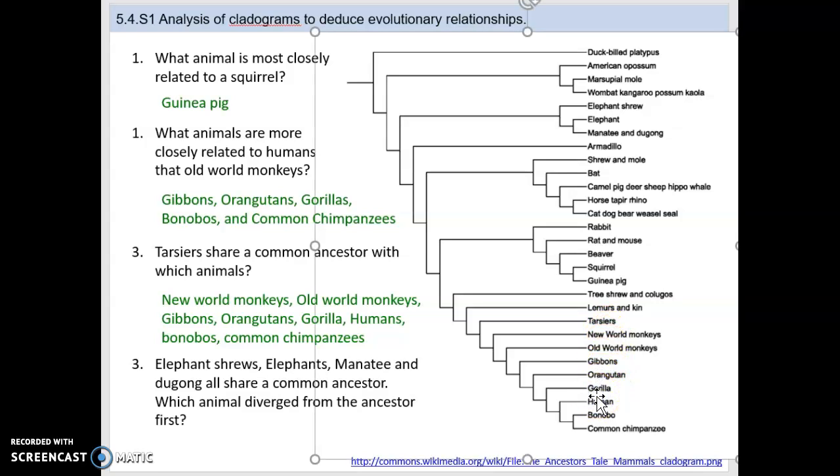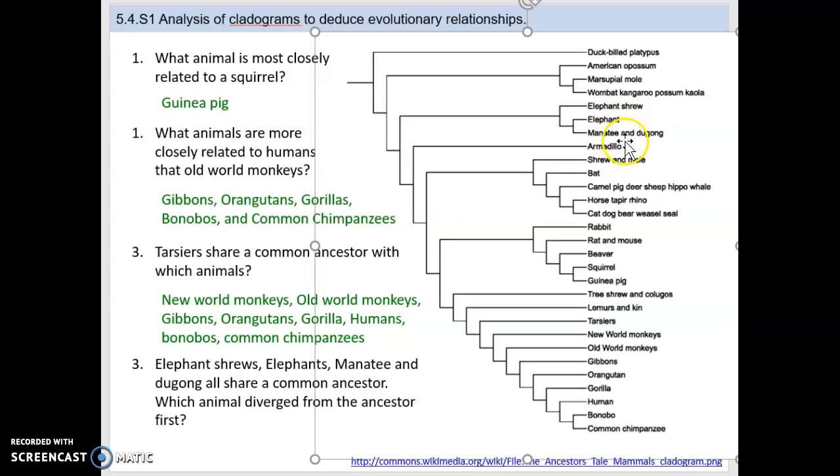Elephant shrews, elephant, manatee, and dugong all share a common ancestor. Which animal diverged from the ancestor first? So we need to find the elephants. It's really weird to think elephants and manatee were really closely related. If you look at them, it looks a bit weird, but obviously by looking at the DNA structure, we can see that they haven't diverged for very long.